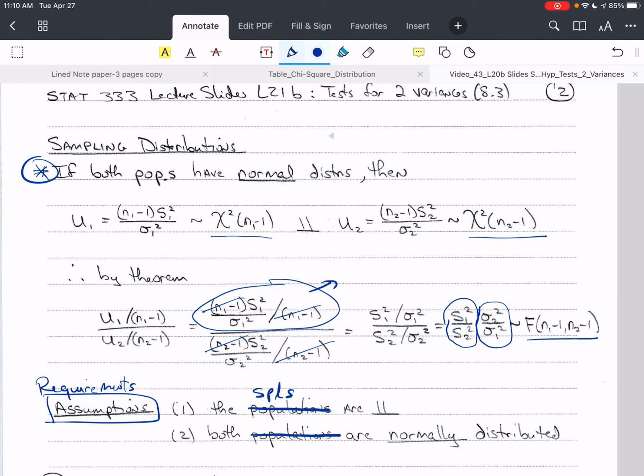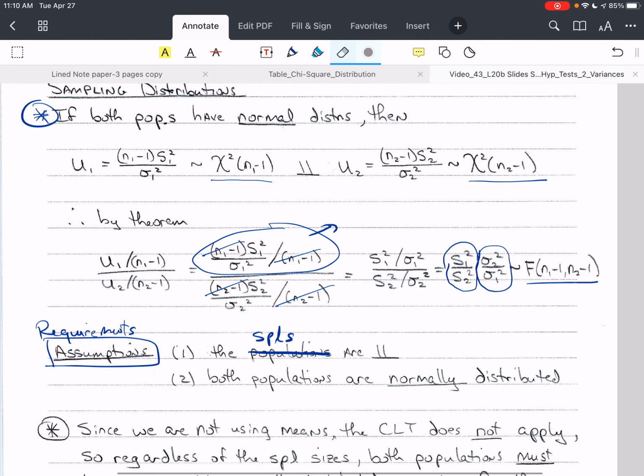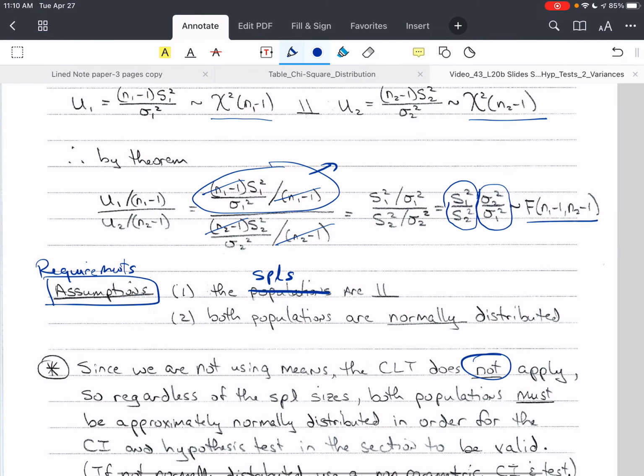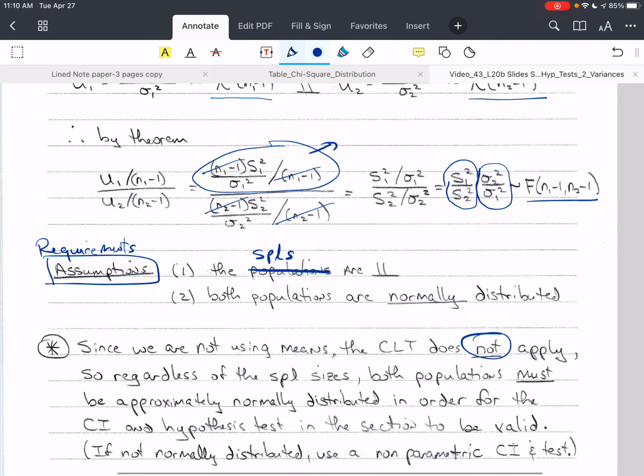Both populations are normally distributed. If the population is normally distributed, then the samples have to be normally distributed. Because we're not using means, the central limit theorem does not apply. So it doesn't matter what sample size you have. The underlying data for a variance has to be normally distributed or approximately normally distributed, or else your results are not valid and you can't trust them.